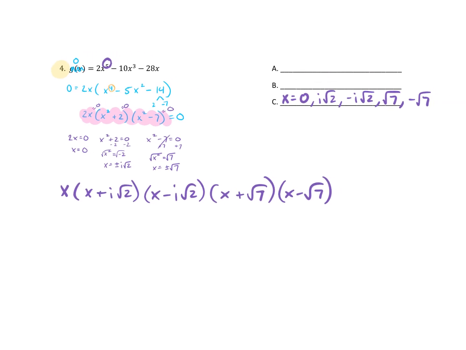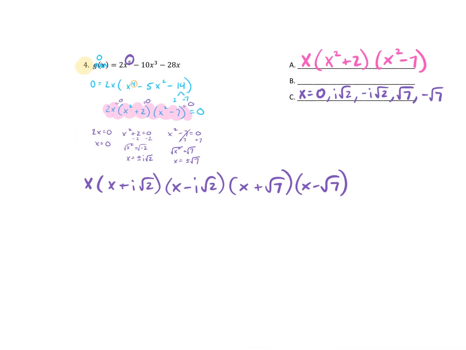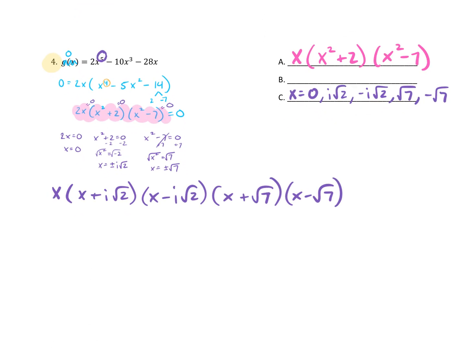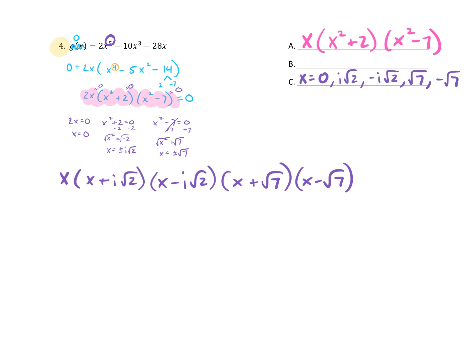So we have x. You can leave it as 2x. That would be okay too. But 0 comes from just x. So just x times x squared plus 2 times x squared minus 7. So this is irreducible over the rationals. You can't have square roots. You can't have i's. Irreducible over the reals, we just can't have i's. So we can't have these two.